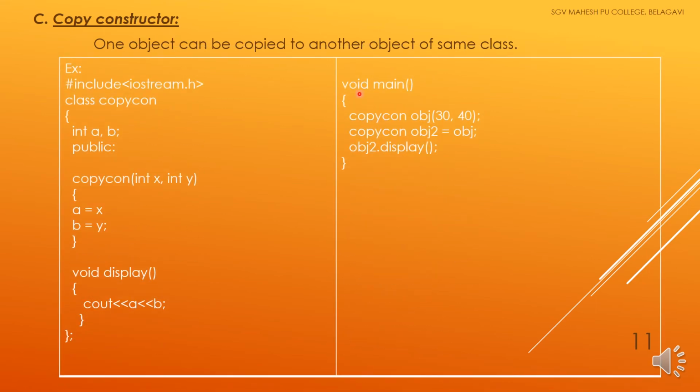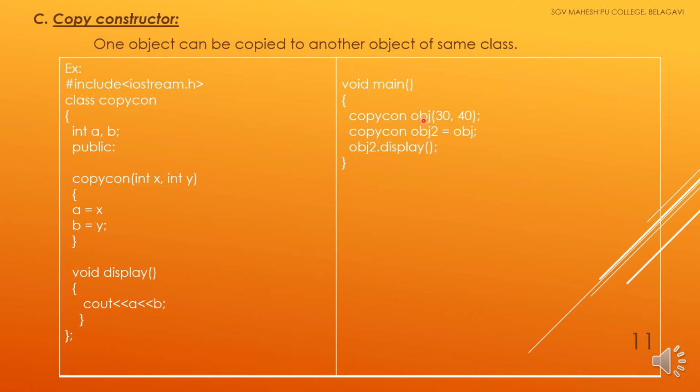Let's take an example. CopyCon is a copy constructor. I'm passing two arguments, x and y, storing those values in a and b, and displaying the values. In CopyCon, I create a class and an object with values 30, 40. Now I have created one more object, object 2, storing the values of object inside object 2.